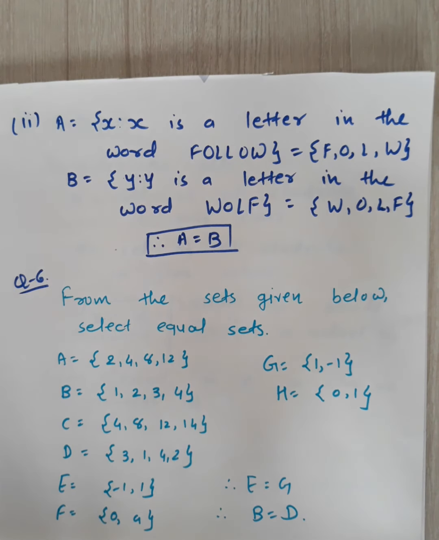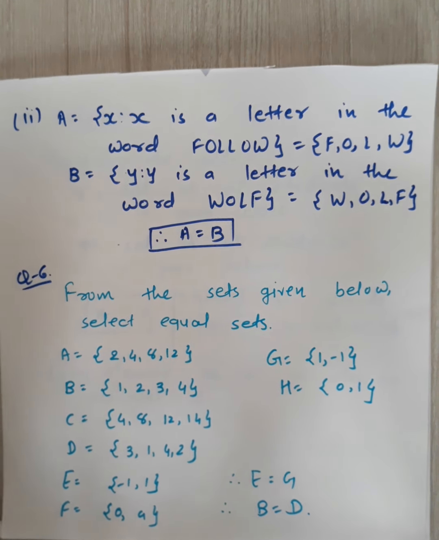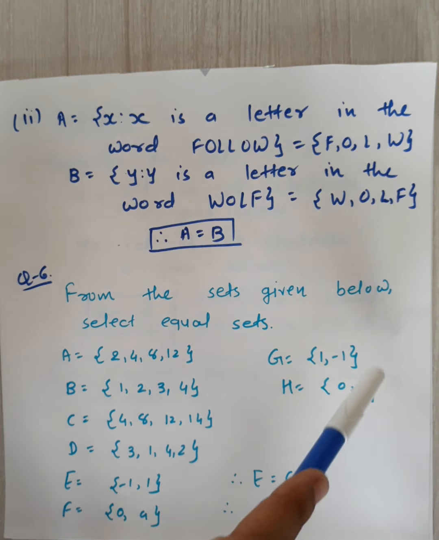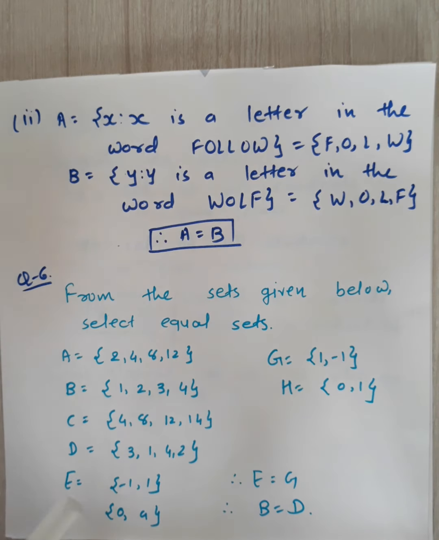Exactly the same. Order doesn't matter, but exactly the same elements are there in both sets. So minus 1, 1 and 1, minus 1, so we can write that E is equal to G. Now compare F, 0, A. Is there any 0, A? No. Now G, 1, minus 1, E, we already saw this, that E is equal to G.